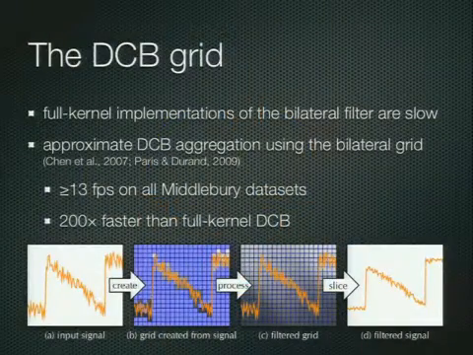But now that we reformulated this as a bilateral filter, the bilateral filter also is very slow. So we looked into different techniques of accelerating this aggregation approach, and we used the bilateral grid to approximate the aggregation. And what we achieved is more than 200 times speed up compared to the full kernel implementation, and this is more than 30 frames per second on all Middlebury datasets.